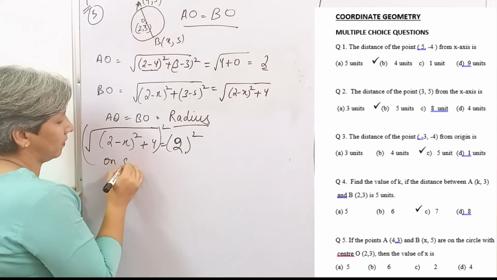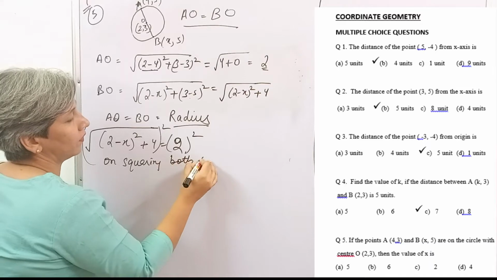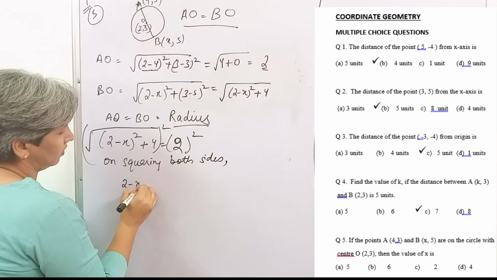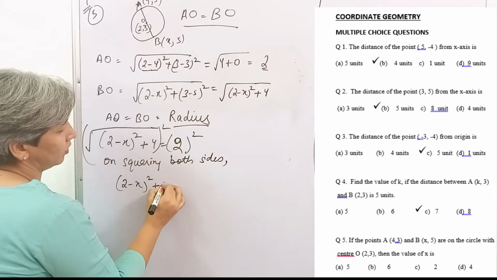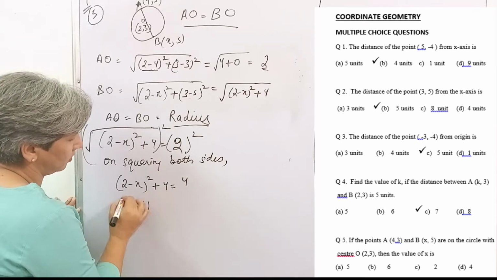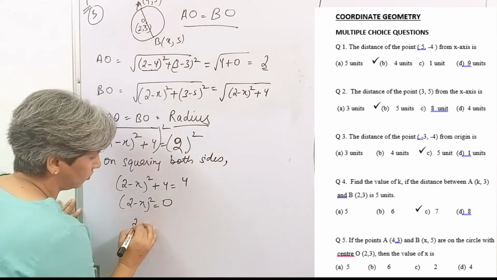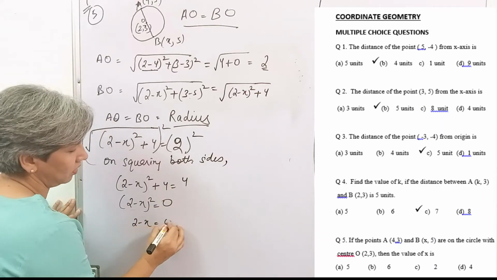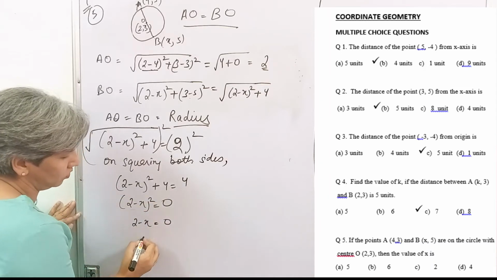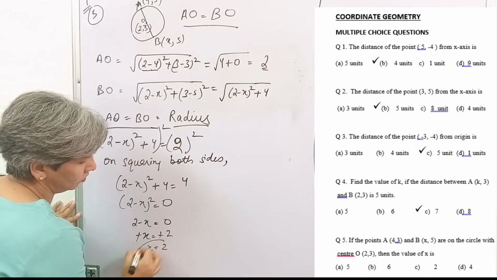On squaring both sides, the root will cancel. We will get (2 minus x) whole square plus 4 is equal to 4. Right? So (2 minus x) whole square is equal to 4 minus 4, which is 0. That means 2 minus x is equal to 0, because the under root of 0 is 0 only. So 2 minus x is 0, that means minus x equal to minus 2, x equal to 2.